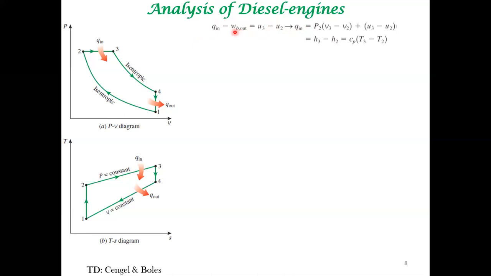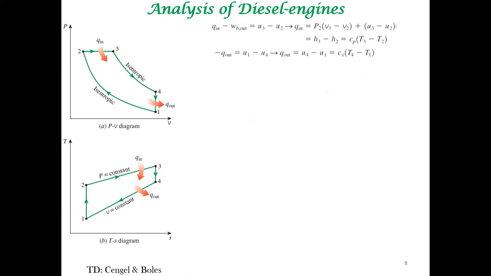And the boundary work can be represented as P2 times (V3 minus V2). Just applying the first law balance here. Both these things can be combined as the enthalpy change as you go from 2 to 3. Because it's a constant pressure process, you can use this formula, heat capacity at constant pressure. As you go from 2 to 3, your temperature also changes from T2 to T3. So I can apply this heat balance.